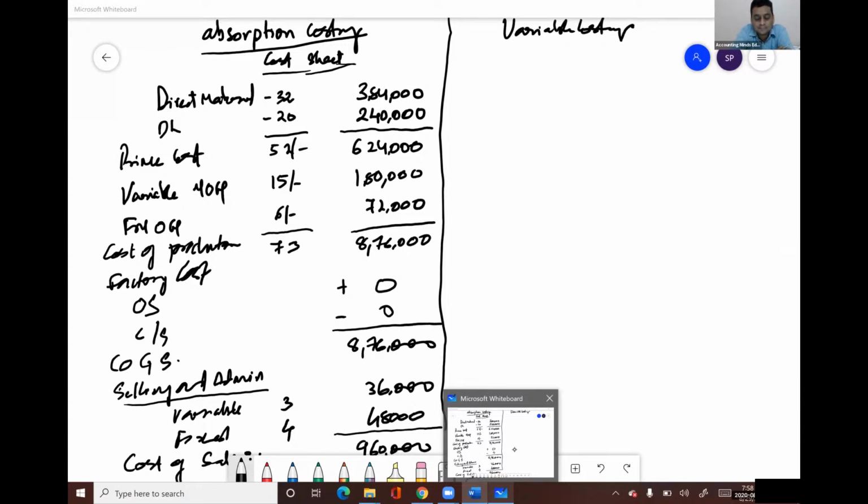How, sir? Sir, variable manufacturing cost is 15 rupees. No, you are wrong. Sanjana, what is the variable manufacturing cost? Sir, 15. Sanjana, what is the variable manufacturing cost?